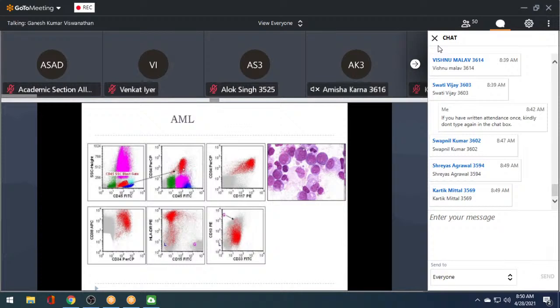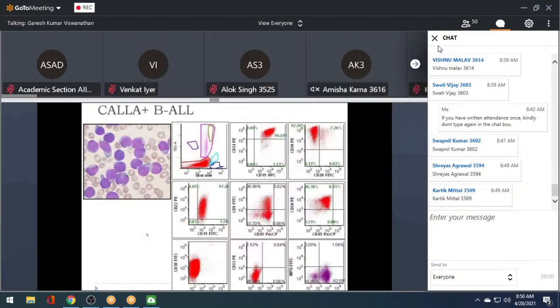So here we can see a case of AML where you can see this red population, which is showing CD34. CD34 is a marker of blasts. And then you can see they are positive for CD117 and they are positive for CD13 and 33 and HLA-DR. So all these are myeloid markers. So this is a case of AML, or acute myeloid leukemia.